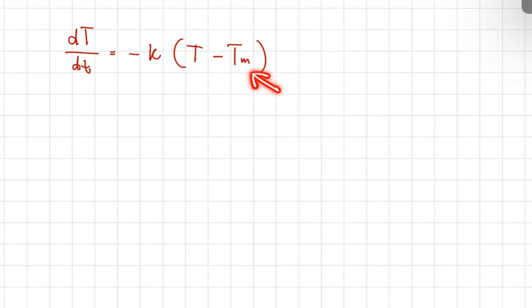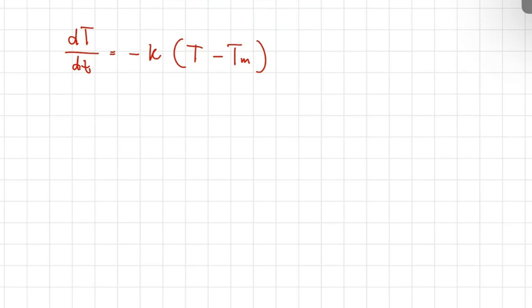So according to Newton, dT over dt equals negative k times (T minus Tm). Tm is the surrounding medium, let's say the room. T is the temperature of the body, let's say the temperature of the coffee. So what happens to the coffee? The temperature of the coffee will cool until it reaches equilibrium with the room temperature.